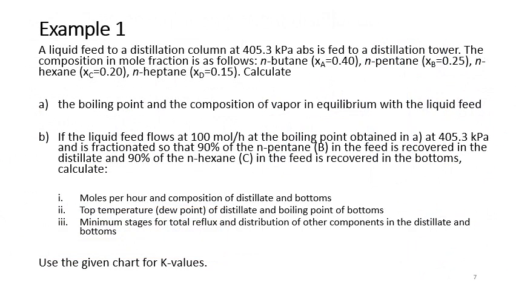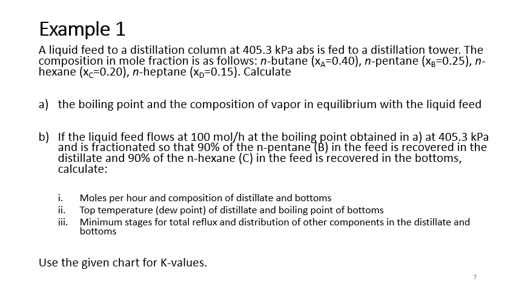Okay, let's go to the first example for multi-component distillation. Actually, we only have example 1 throughout this lecture, but there are many parts of example 1. So let's do the first part of this example. So let's say you have a liquid feed to a distillation column at 405.3 kilopascal absolute. So this is about 4 atm. Fed to a distillation tower. The composition in mole fraction of the liquid feed is as follows.